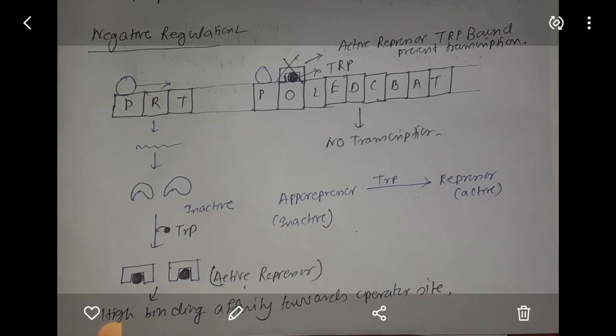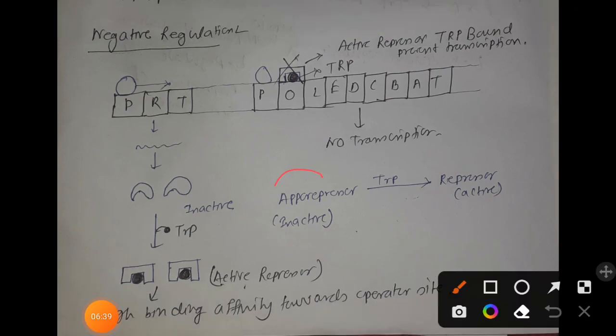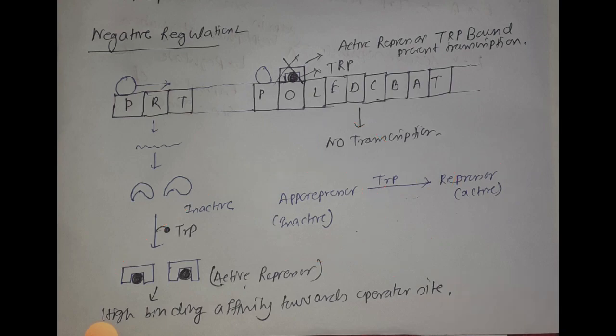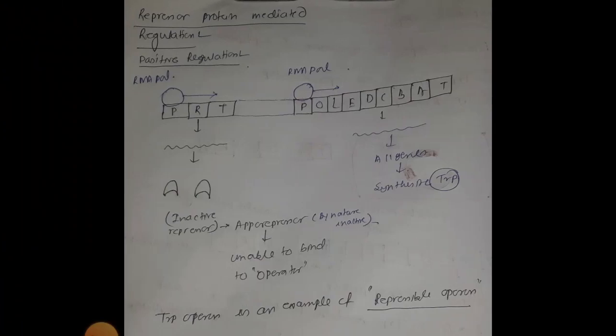So remember here the most important thing, that in negative regulation, TRP activates those aporepressors which are by nature inactive and makes them active repressors, okay. That is the concept behind the negative regulation, okay.